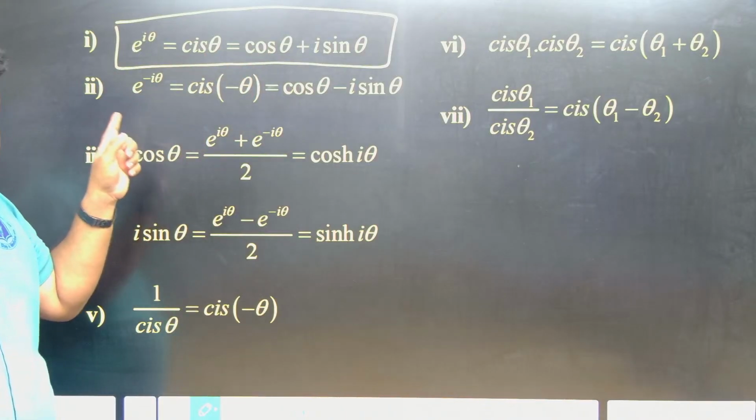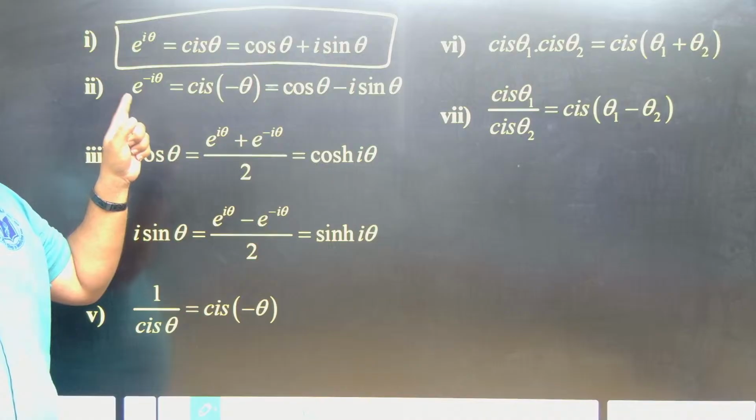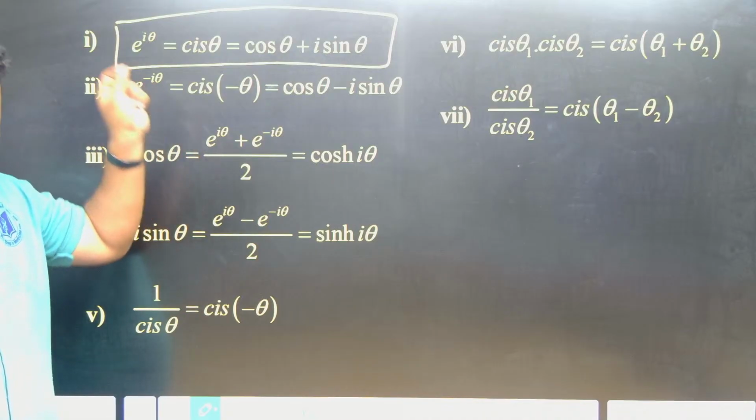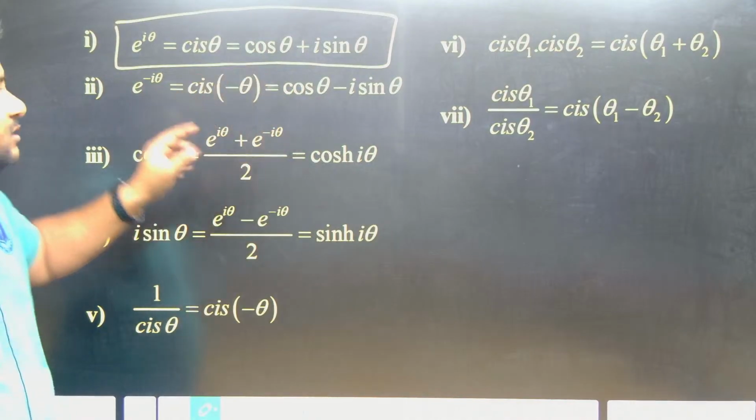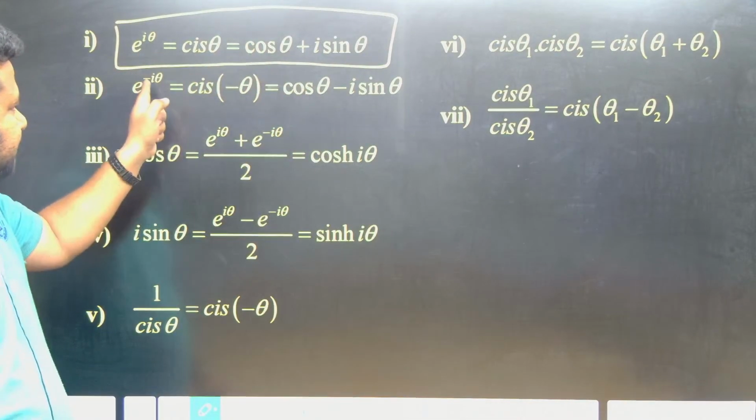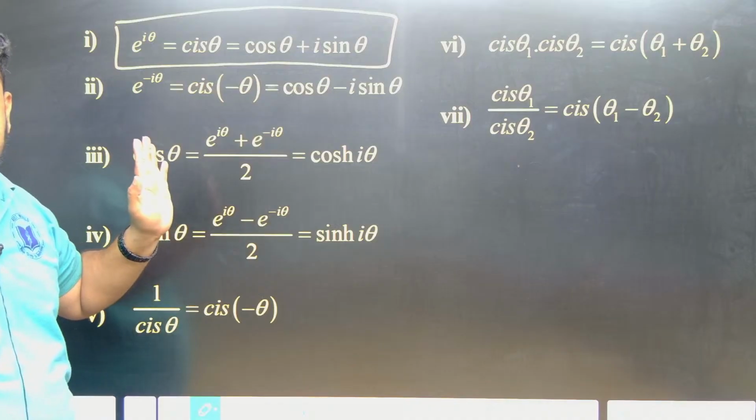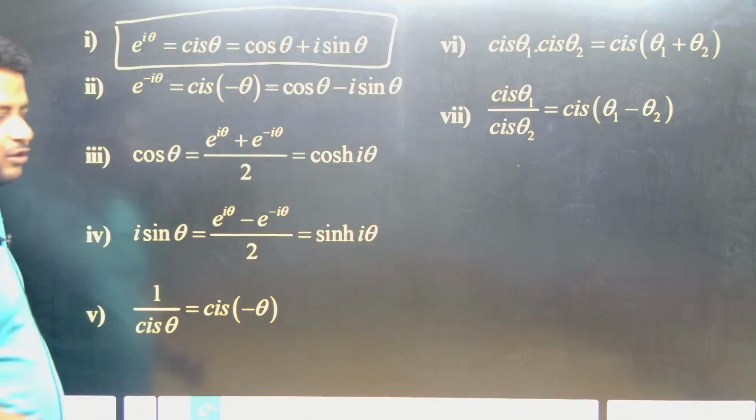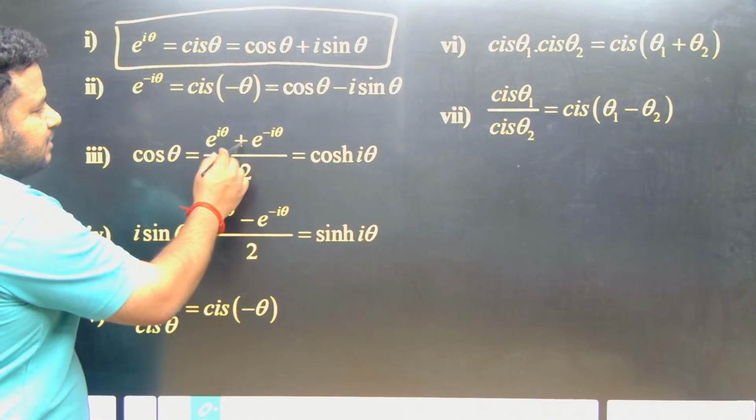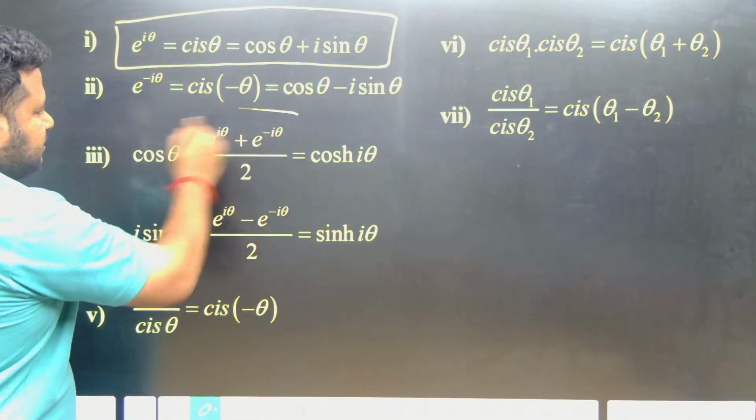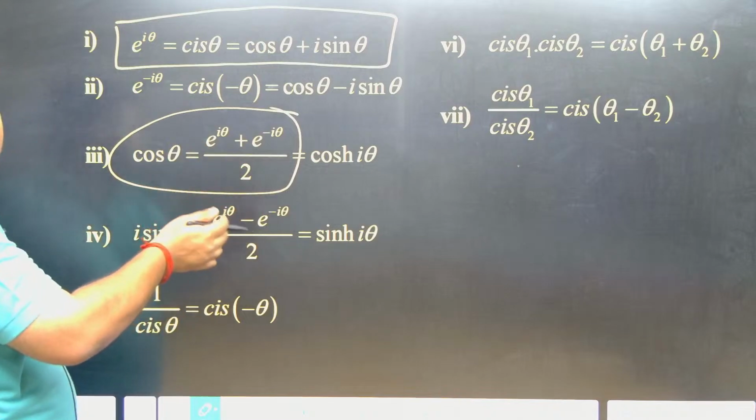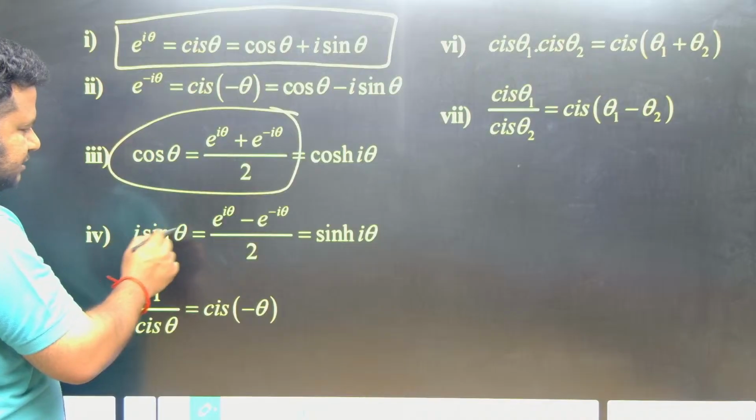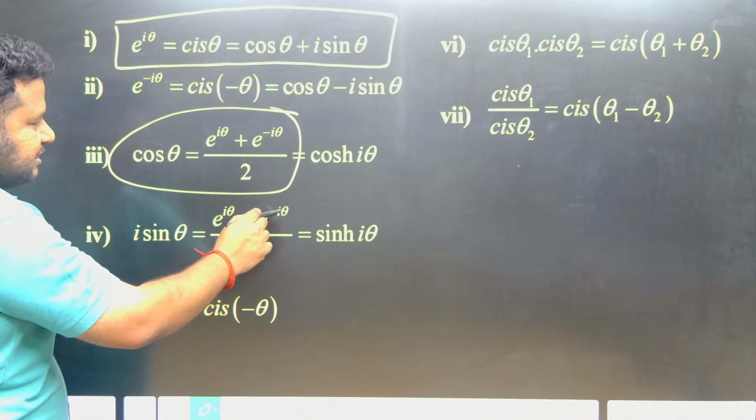Now if I say e power minus I theta, it is nothing but cis of minus theta, which is equal to cos theta minus I sin theta. Here plus means plus, here minus means minus. Fairly simple. So this is what you have to know. Now cos theta can also be written as e power I theta plus e power minus I theta by 2. This is an important property, which you will learn when you learn the hyperbolic functions. Sin theta is e power I theta minus e power minus I theta by 2I.